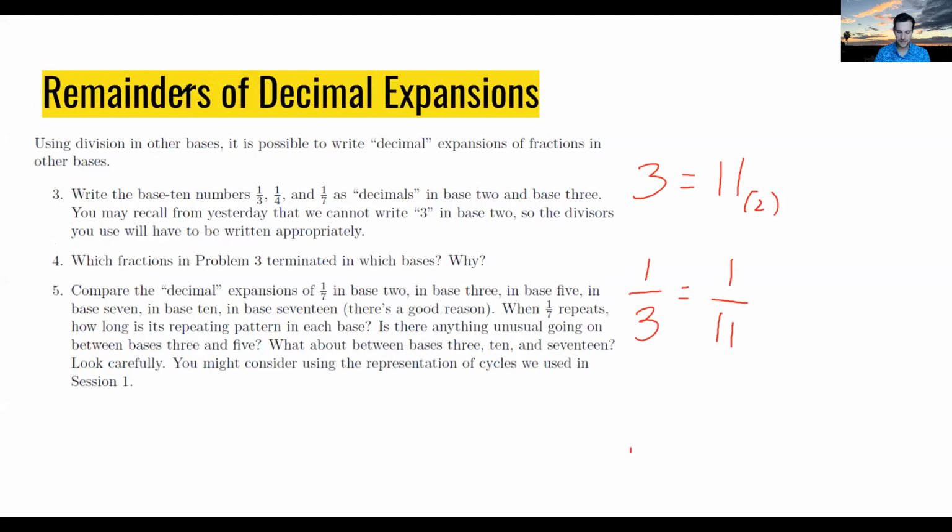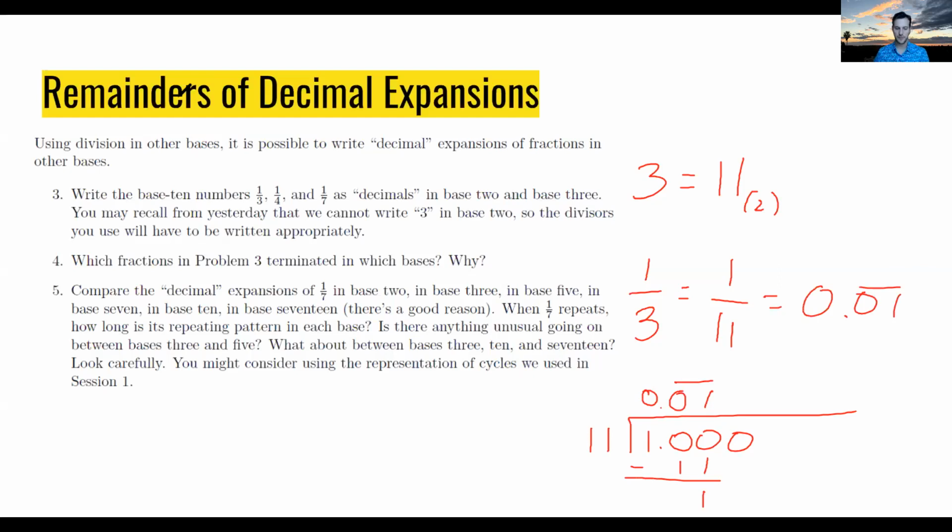And that would look something like this. So 1 divided by 11. Let's give ourselves some decimals. It goes in 0 times, goes in 0 times. 11 goes into 100 one time. If we subtract, we'll get 1. Oh, now we're back where we started. So we know that in base 2, 1/3 is going to be 0.01 repeating.